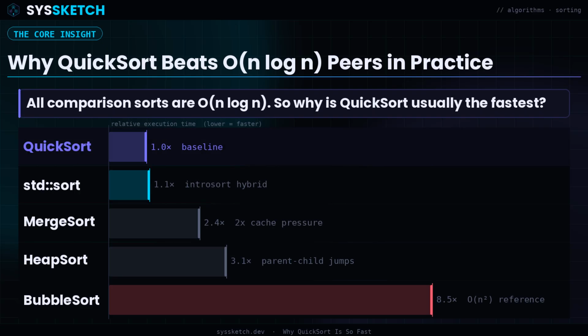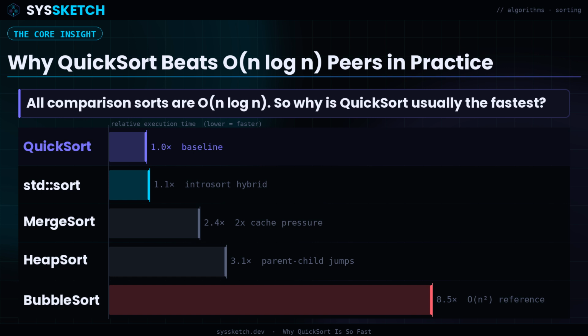All comparison-based sorting algorithms share the same theoretical lower bound: O of n log n. MergeSort achieves it, HeapSort achieves it, QuickSort achieves it on average, so on paper they should be equivalent. But in practice QuickSort is typically 2 to 3 times faster than MergeSort on arrays that fit in memory, and the gap grows as n gets larger. The reason is not the algorithm's logic, it is its memory access pattern.